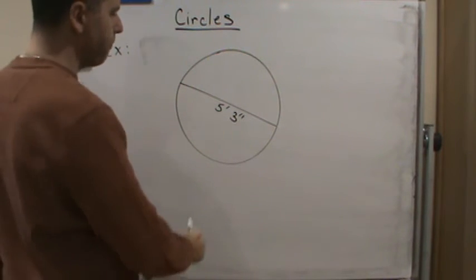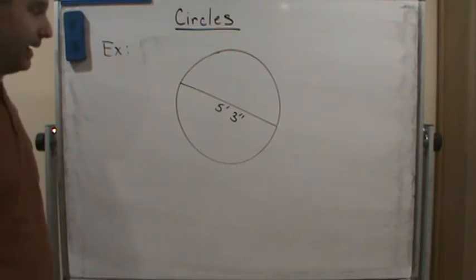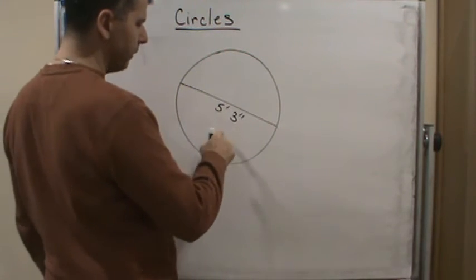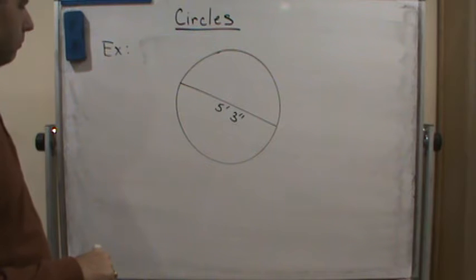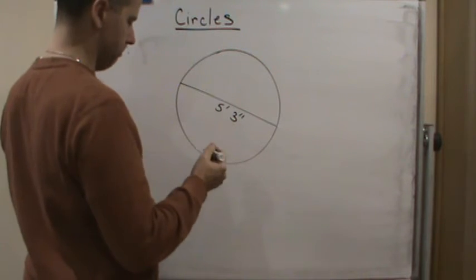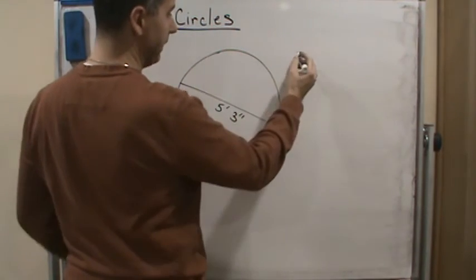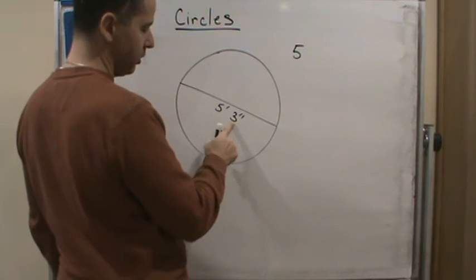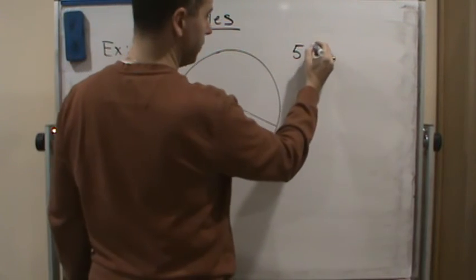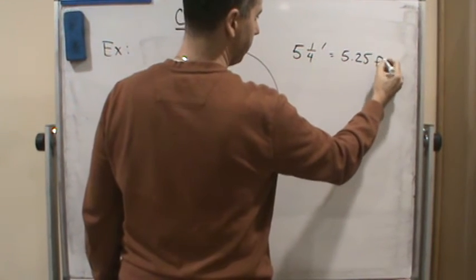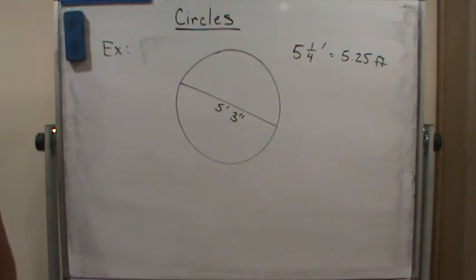First of all, we want to make sure we have these units together. We need to have these units all in feet. We can't have mixed units like this. So let's change it into feet. In feet, this would be 5 feet and 3 inches. There's 12 inches in a foot, so 3 inches is 3/12, which is 1/4. So this is going to be 5 1/4 feet, or 5.25 feet. There's our diameter in feet.